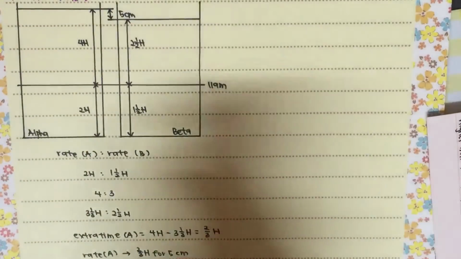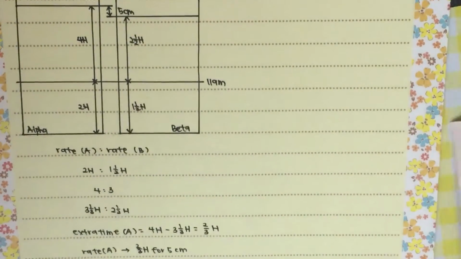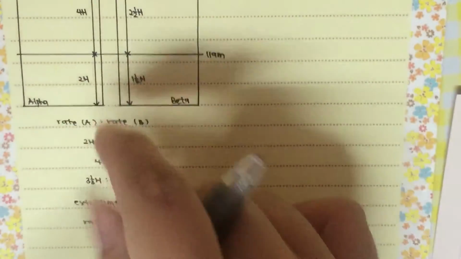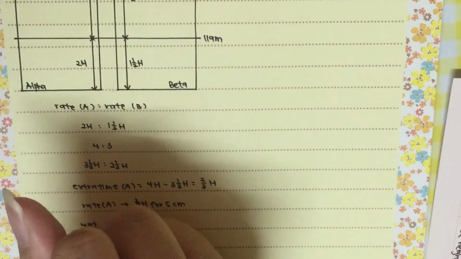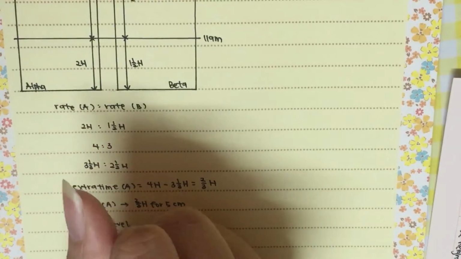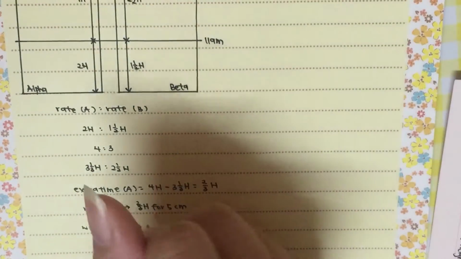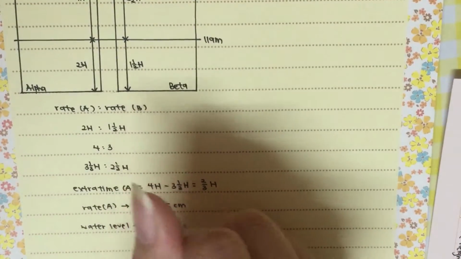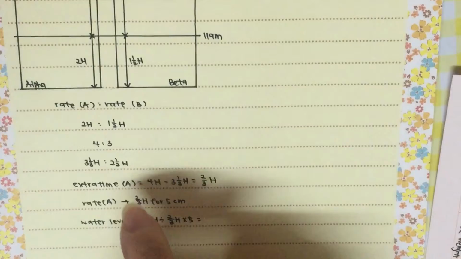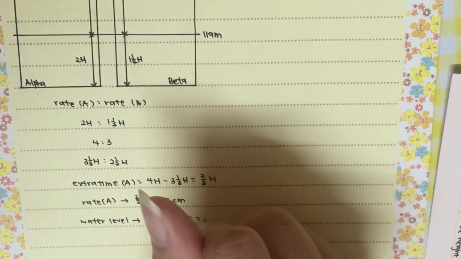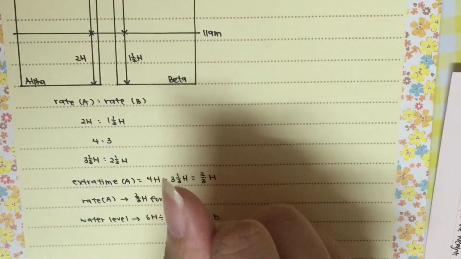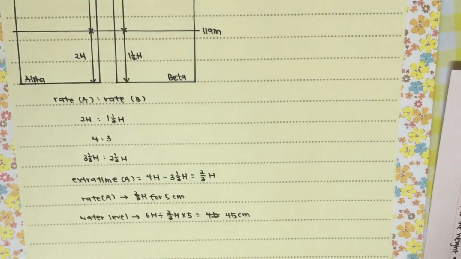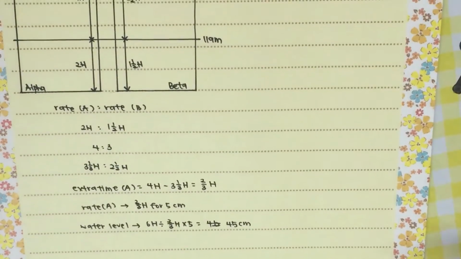Therefore, the question asks us to find the height, right? Since the total time is 6 hours, the water level will be equal to the time divided by the rate. The rate will be 2/3 hour for 5 cm. So you'll be able to get 45 cm. That should be the answer for question 1.